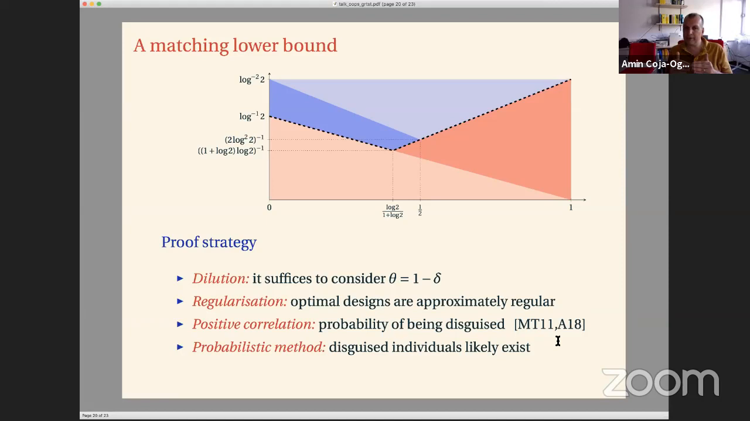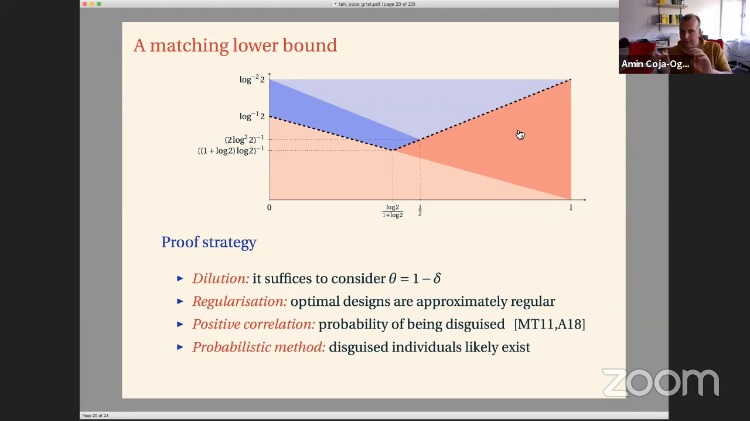And then there's a final trick based on the probabilistic method that tells you that if your number of tests is too small, there's going to be some disguised individuals in such a regular test design without many short cycles. A disguised individual is an individual that only appears in tests that contain another individual that is actually infected. So you cannot tell from the test results whether this particular individual is healthy or infected, because its test results are masked by another actually infected individual.